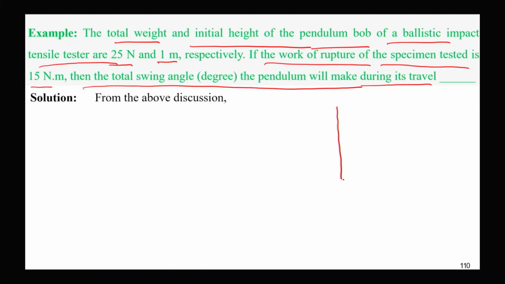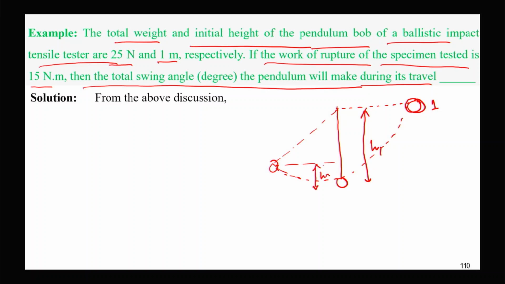So this is the pendulum, and the initial position of the pendulum is here. This is the initial position, and it's swinging up to a certain height. The initial height was h1, and after rupture the height has become h2, where h1 is more than h2 definitely, and we can calculate the work of rupture.